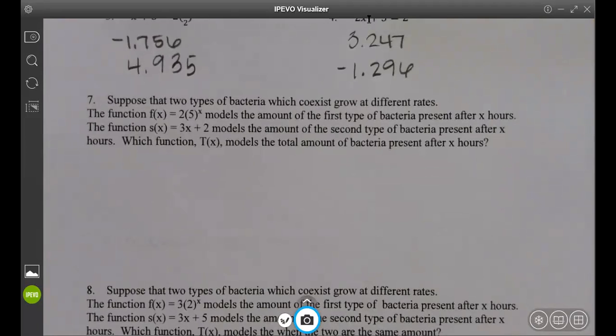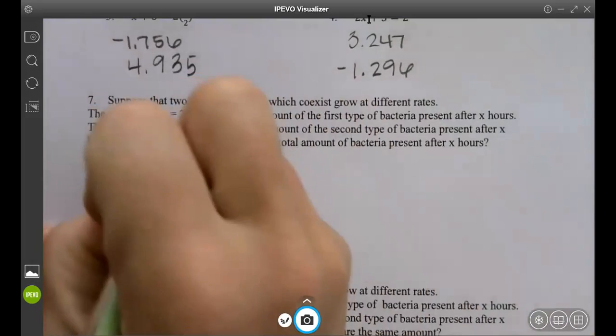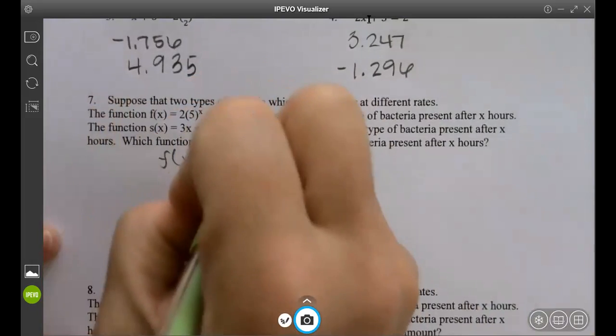So how do we get total? How do you get a total? Do you add? Thank you. Yes, this is not hard questions. Yes, ma'am. Thank you. So you're going to do f of x plus s of x.